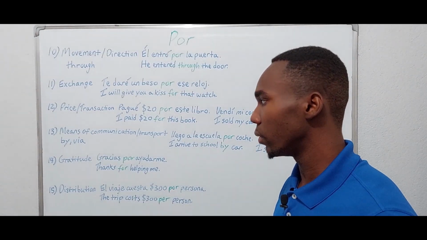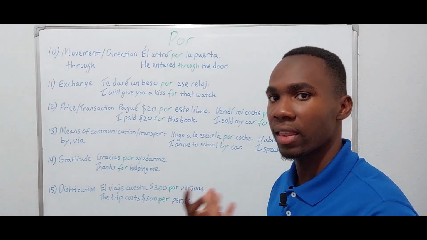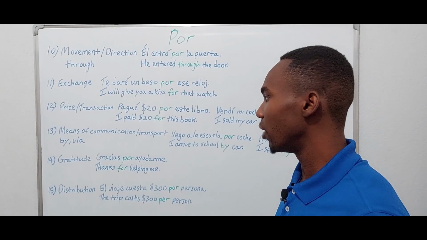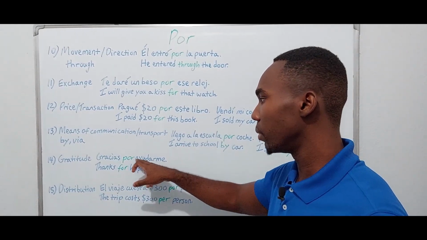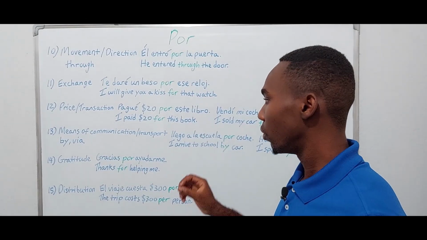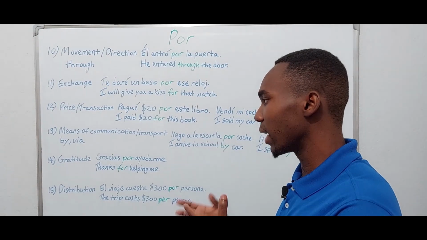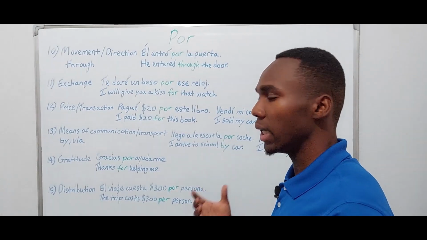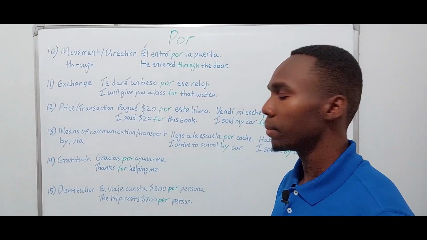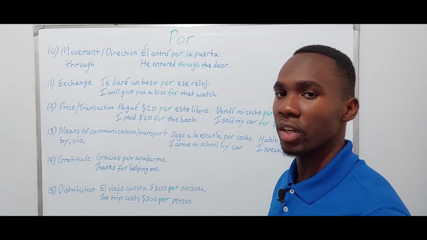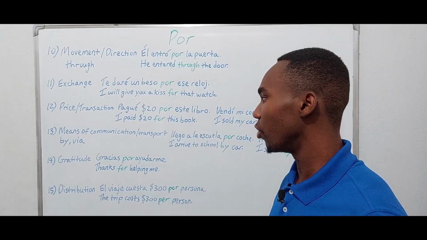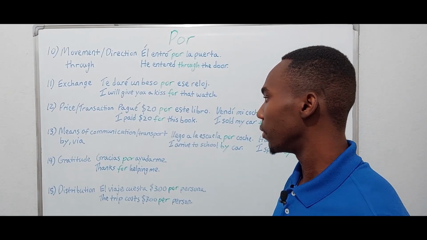14, gratitude. So this is where you want to express thank you, right? So gracias por ayudarme. Thanks for helping me. And you would notice that the verb that follows the por is in the infinitive, right? So when you want to express gratitude, the verb that comes after will be in the infinitive, in this construction. So yes, of course there are other ways that you could express gratitude, but this is just a simple way to do it. Gracias por ayudarme. Okay?